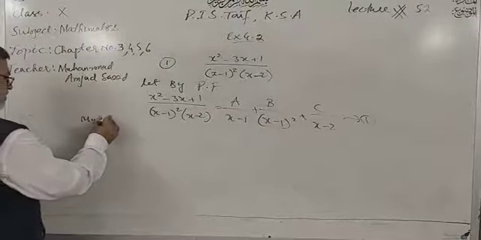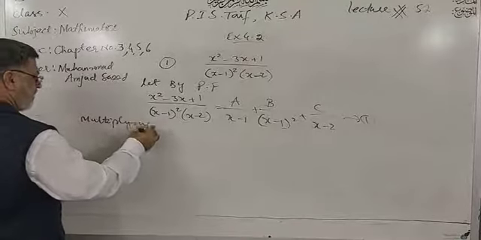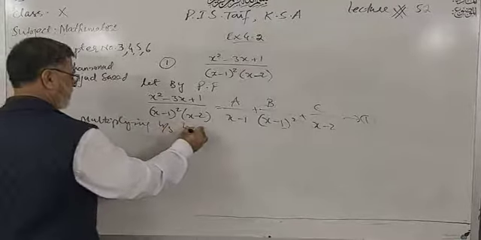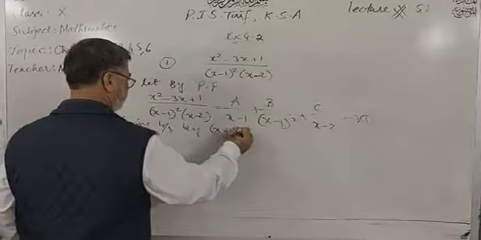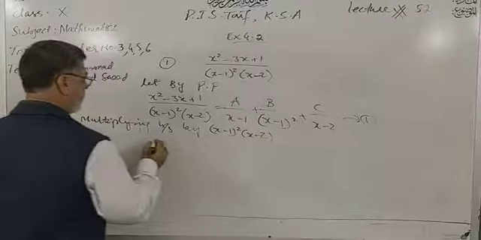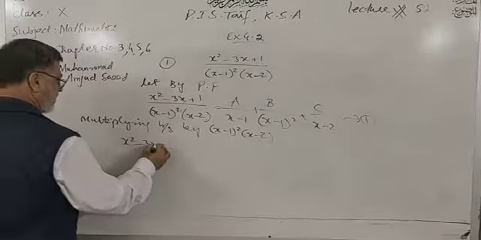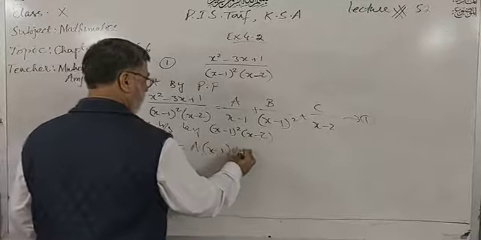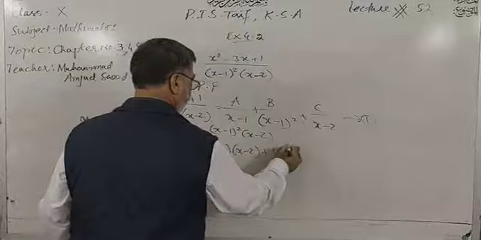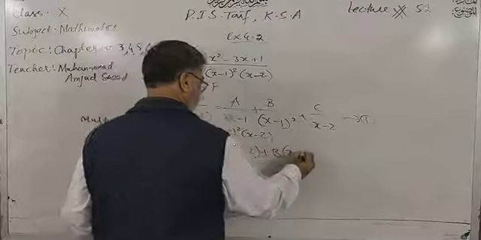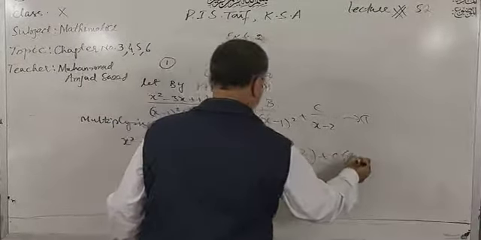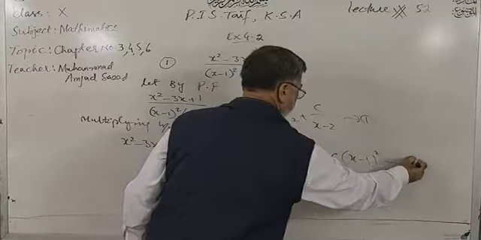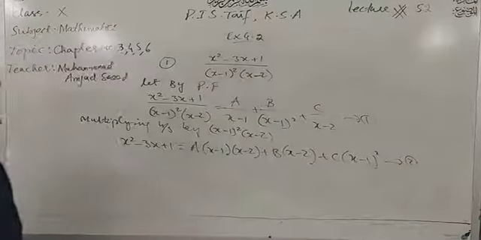Multiplying both sides by the LCM, we are left with x² − 3x + 1 = A(x − 1)(x − 2) + B(x − 2) + C(x − 1)². That is equation number 2.